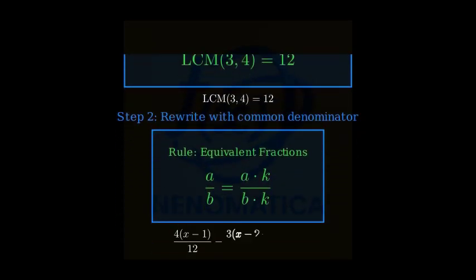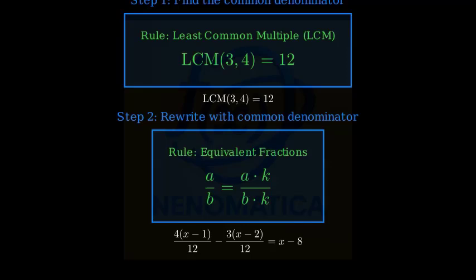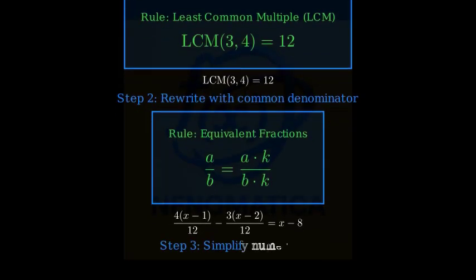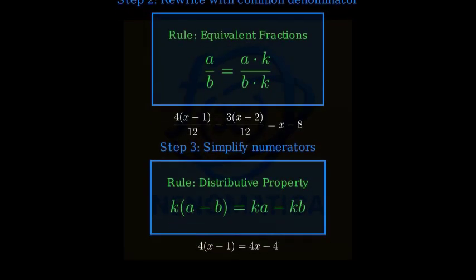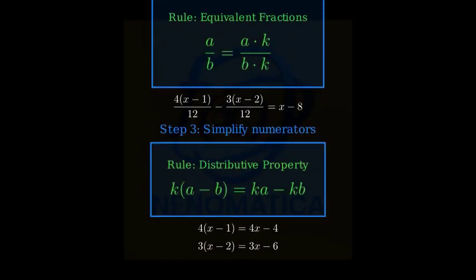To get a denominator of 12 for the first fraction, we need to multiply both numerator and denominator by 4. For the second fraction, we multiply by 3. This gives us 4 times (x minus 1)/12 minus 3 times (x minus 2)/12 equals x minus 8. Let's simplify the numerators. 4 times (x minus 1) equals 4x minus 4. 3 times (x minus 2) equals 3x minus 6.